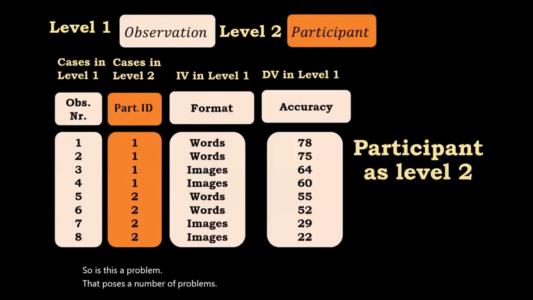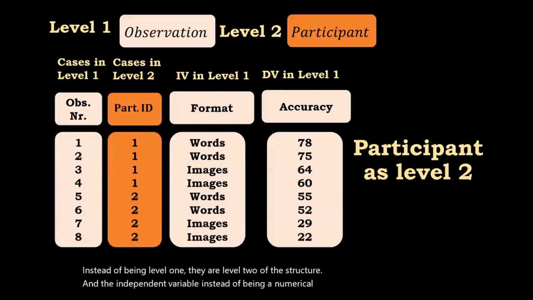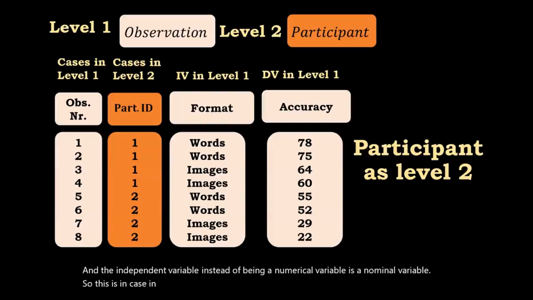But before going through the problems, I want to show you that there are many ways in which this structure can occur. So in this case, the participants, instead of being level 1, are level 2 of the structure. And the independent variable, instead of being a numerical variable, is a nominal variable. So this is a case in which we would normally do a t-test or an ANOVA. So multi-level modeling applies to this situation as well.